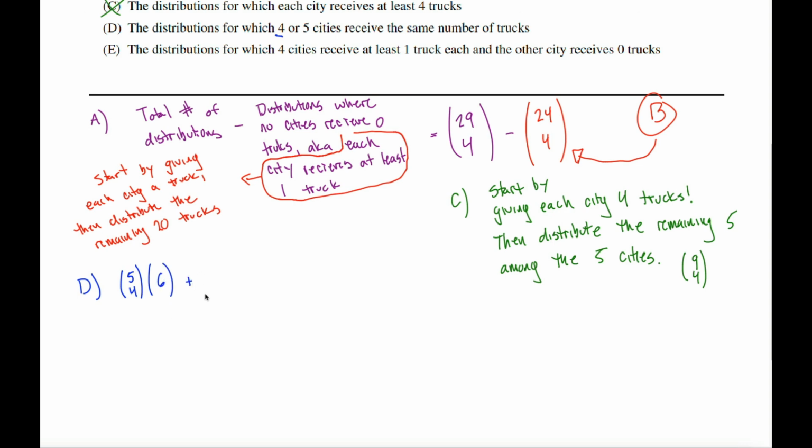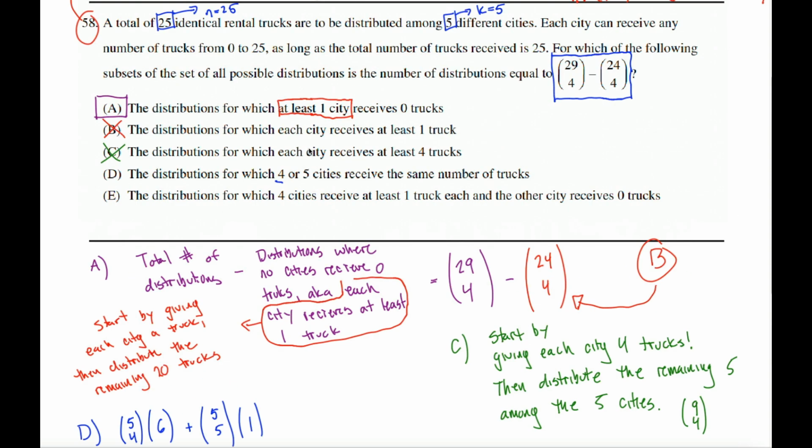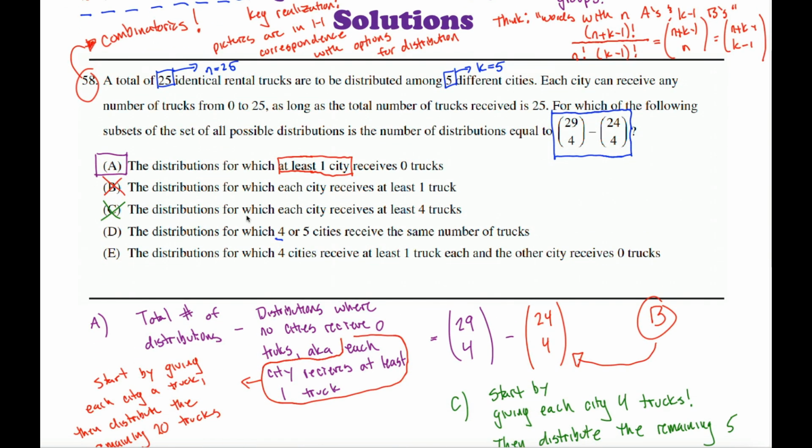Now I need to add in the number of ways in which all 5 cities can get the same number of trucks. Well, maybe you can just see that that's 1. I choose all 5 of the cities. I only have 1 option for how many trucks they get, 5 apiece. Looks like we got 31 ways in which 4 or 5 of the cities receive the same number of trucks. 31 is not equal to 29 choose 4 minus 24 choose 4, so D ain't the answer.